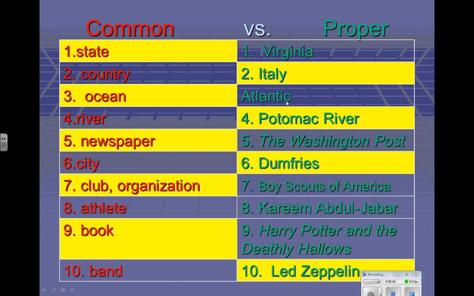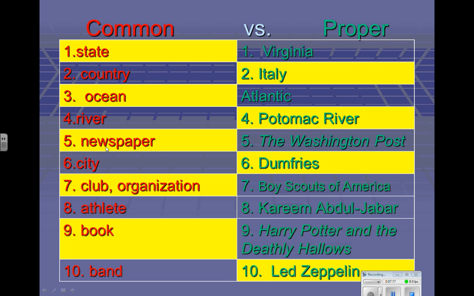For number 3, I was given Atlantic, and I said Atlantic Ocean. You could have said Atlantic Shore, Atlantic Seaboard, Atlantic Coast. Anything like that would have worked well in a common noun spot. For number 4, I was given the common noun river. You could have made this specific in a number of ways. I chose to put Potomac River. Notice both parts of the noun are capitalized because they're a proper compound noun. You might have put Mississippi River, okay, Missouri River, anything like that you would have capitalized.